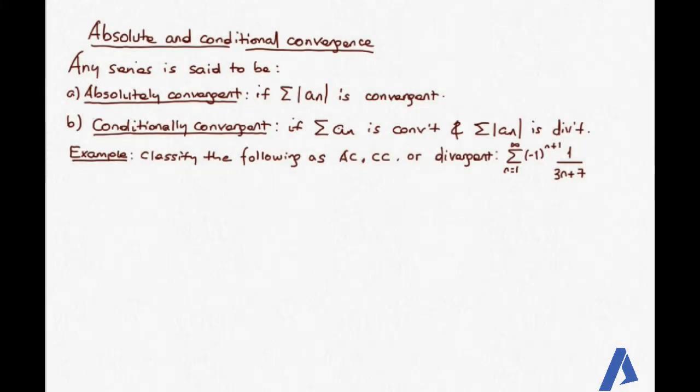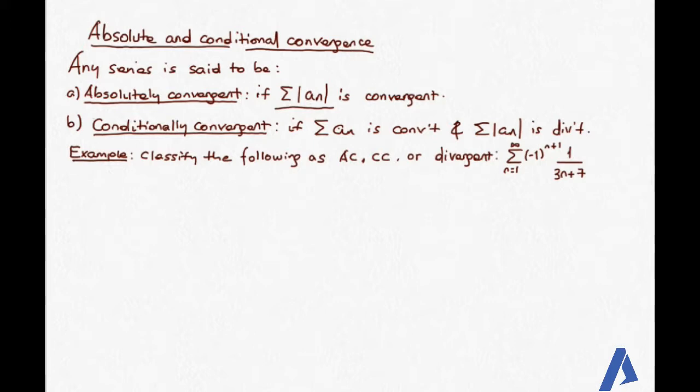Next we will see absolute and conditional convergence. Any series is said to be absolutely convergent if the summation of the absolute value of the sequence is convergent. And conditionally convergent is when the summation of an is convergent but absolute convergence is not satisfied. So to determine whether a series is absolutely or conditionally convergent, the first thing we check is this. If this is convergent, we call it absolutely convergent.